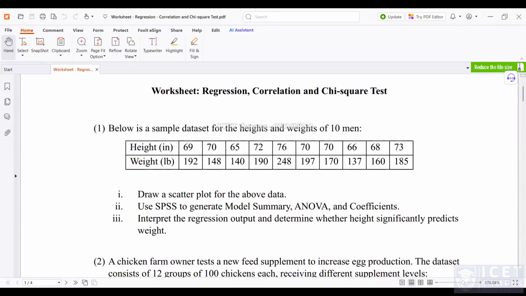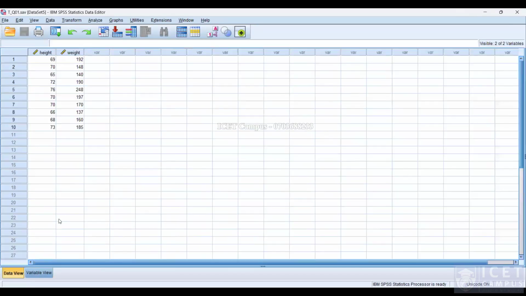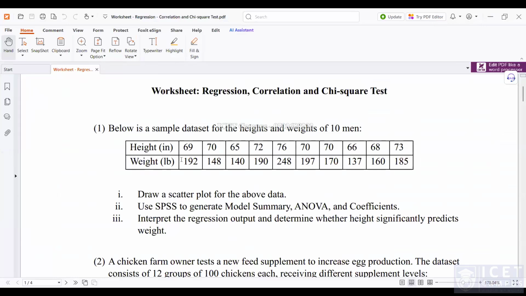Okay, so first we have to enter the data into the data set in SPSS. So you can see here there are two variables. One is height, the other one is the weight. Both are numeric variables, both are scale variables. So we can define these two variables first. Then in data view, we can enter this data: 69, 70, 65, 102, 148, 140, likewise.